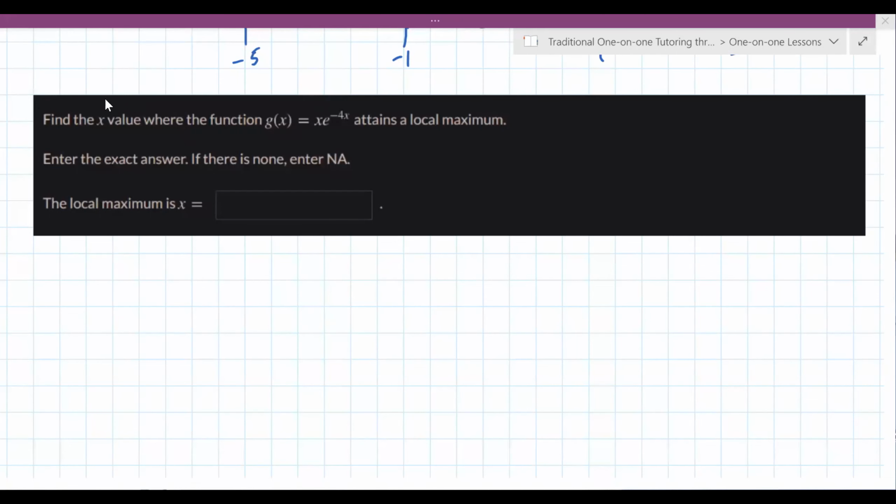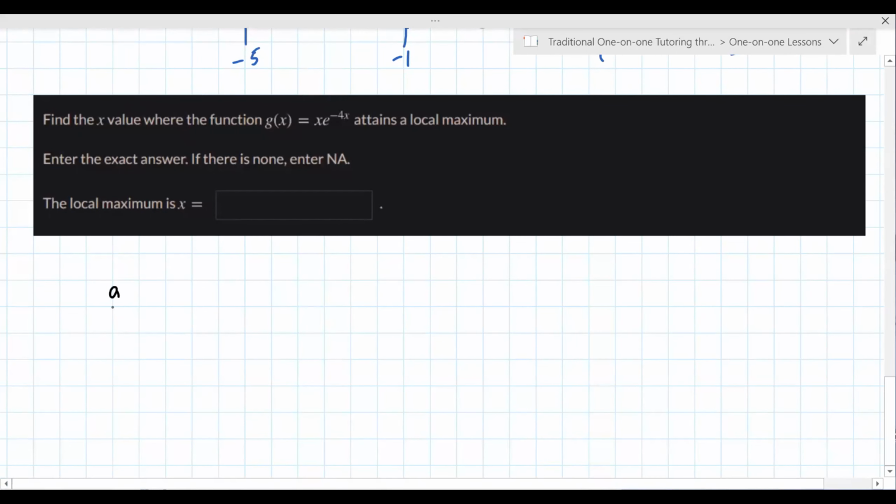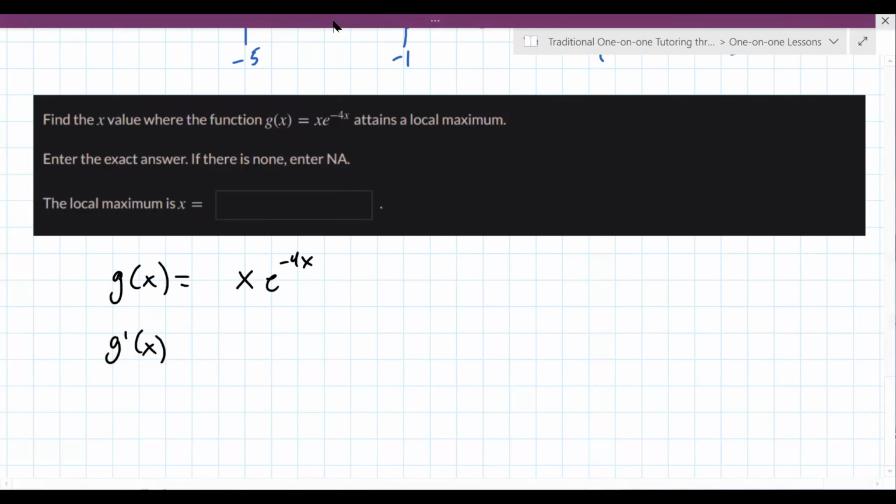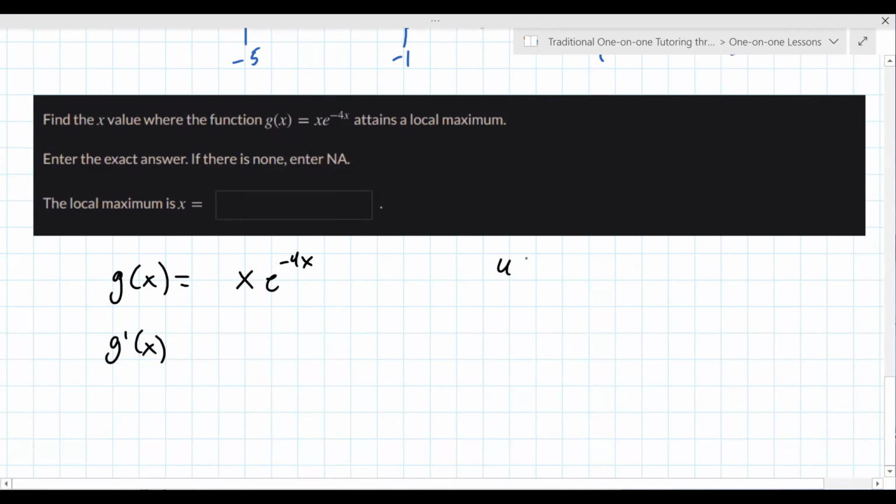All right. So the G prime of X, well, let me go back. So G of X, and we were doing these last night. G of X is a product rule. Okay. So your U is X, U prime is 1, V is e to the -4x, V prime, the derivative of E is itself, exactly what you see, times the derivative of the inside function. The inside function is -4x. So the derivative of that is -4.